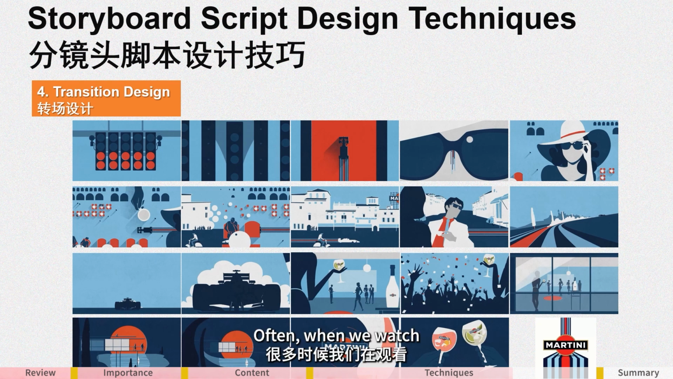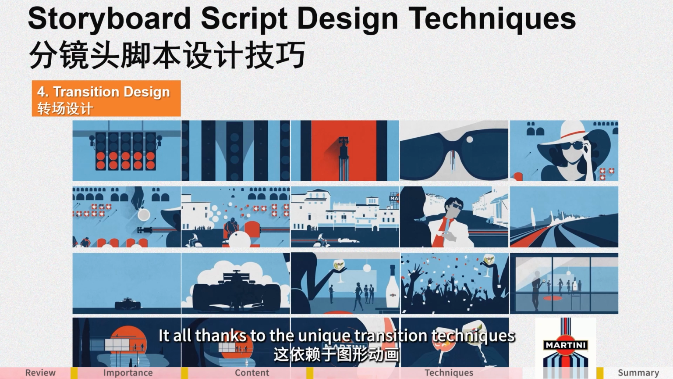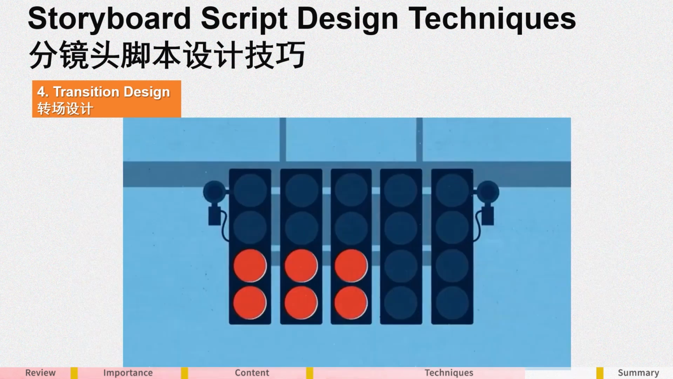Often, when we watch graphic animations, we are amazed by their smoothness and rhythmic pacing. This fluidity comes from the seamless transformation of graphics within individual shots and the smooth connection between shots. Interestingly, some graphic animations are pieced together from entirely different segments, but it might seem like a continuous shot. It is all thanks to the unique transition techniques used in motion graphics. Take the video Martini as an example.